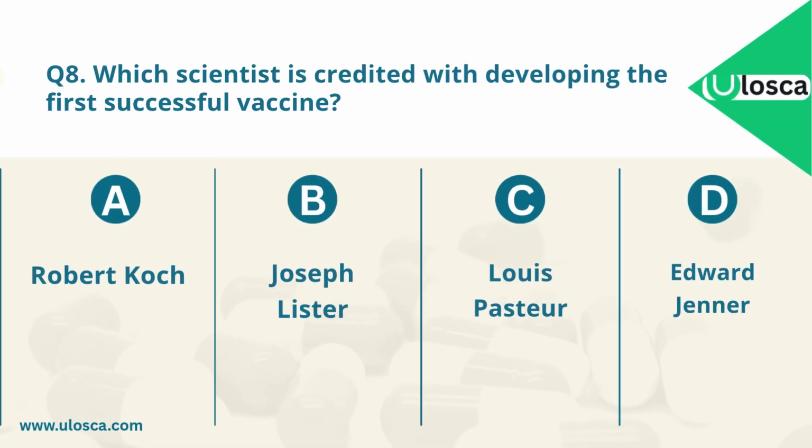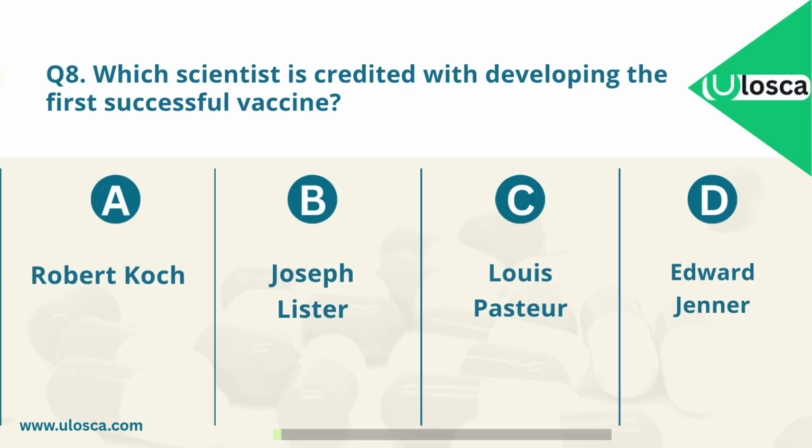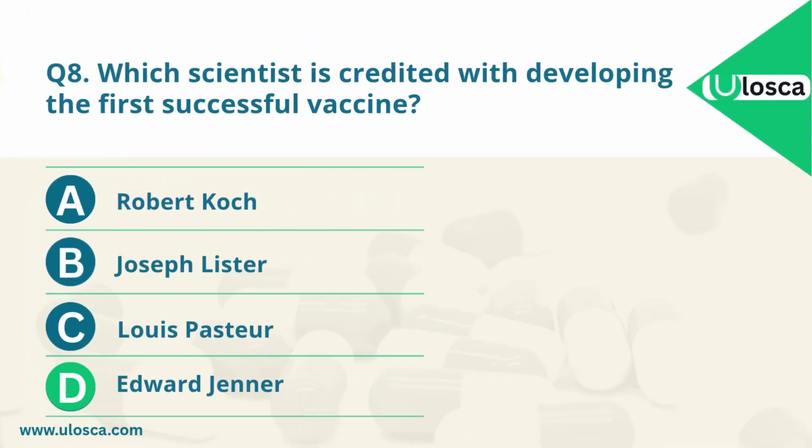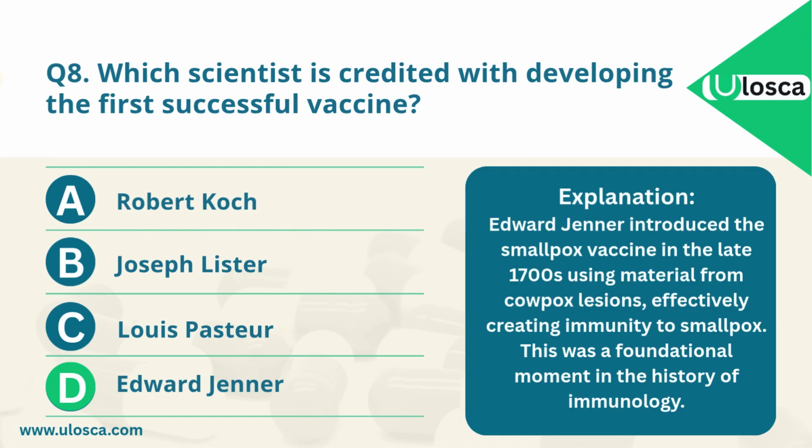Question 8. Which scientist is credited with developing the first successful vaccine? A. Robert Koch. B. Joseph Lister. C. Louis Pasteur. D. Edward Jenner. Which one is the correct answer? The correct answer is D. Edward Jenner. Explanation: Edward Jenner introduced the smallpox vaccine in the late 1700s using material from cowpox lesions, effectively creating immunity to smallpox. This was a foundational moment in the history of immunology.